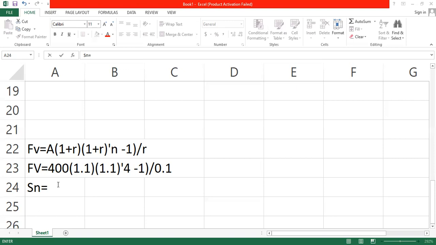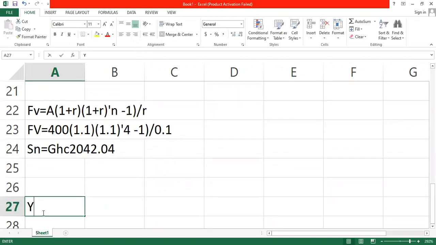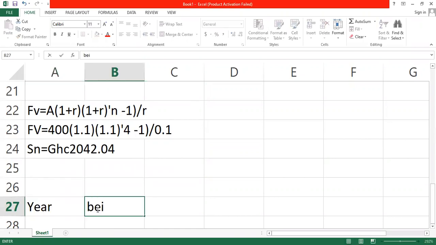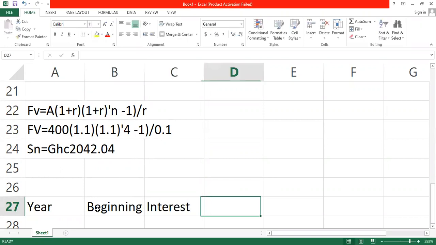So if you just have the formula in your head, this will give us 2042.04. Are we okay? Let's come to the schedule. We have the year, we have the amount at the beginning, we have interest, and we have the amount at the end.